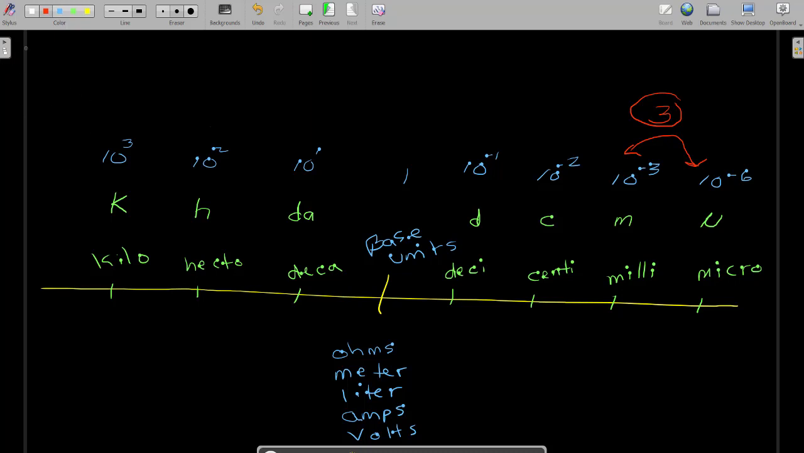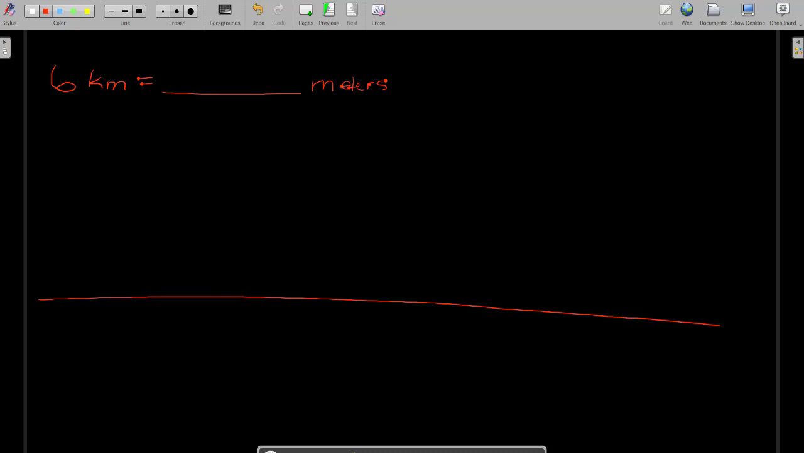So how do we use this type of thing? Well, let me come up with a new screen here. Okay, so our new screen, let's imagine that I had 6 kilometers and I wanted to know how many meters that was. So what I could basically do is take our number line. Here's base units. Here's deca, here's hecto, and here's kilo.